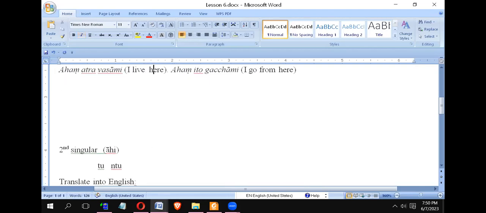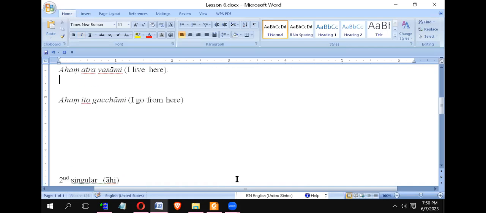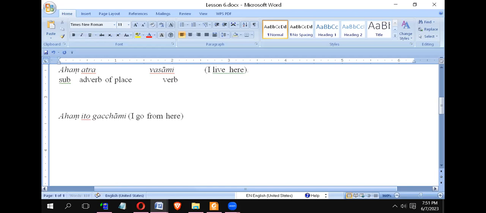Right. So we copy this sentence. The first example shown here: aham is the subject, atra is an adverb of place, and vasami is the verb here. So just put the adverb of place before the verb. So I live here. Now this is a me ending. This is not imperative because we are talking about a situation, something that happens here. This is the grammar of present tense, first person singular, and the subject is I.